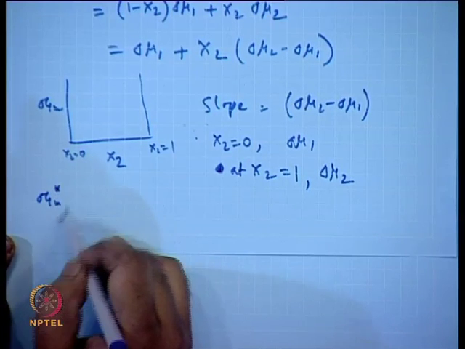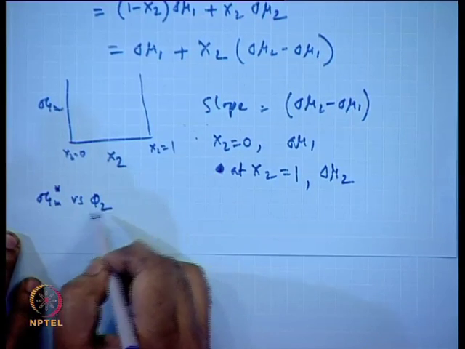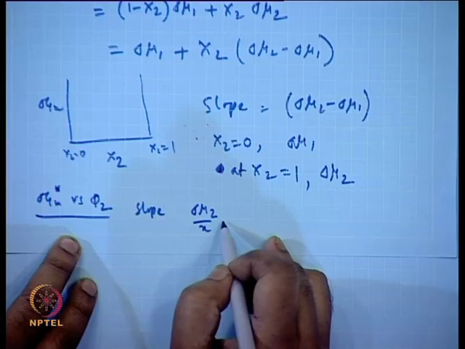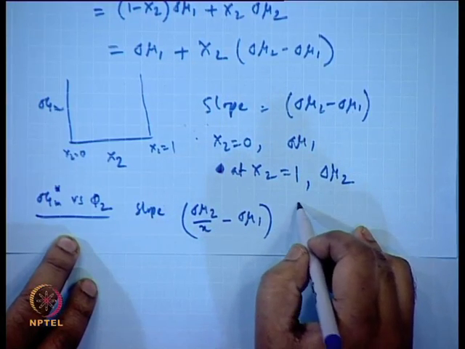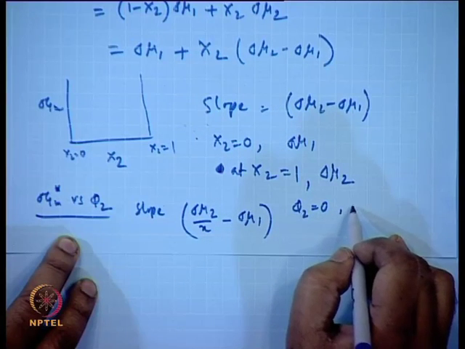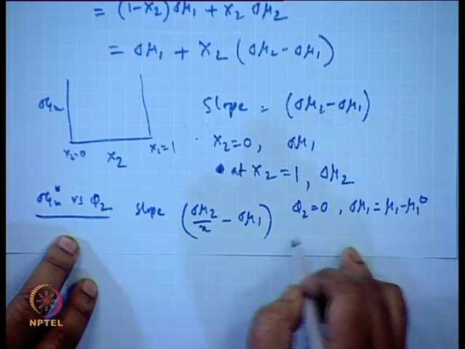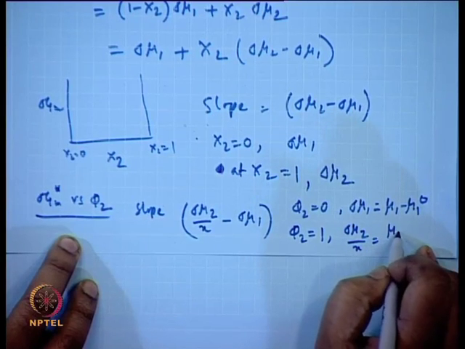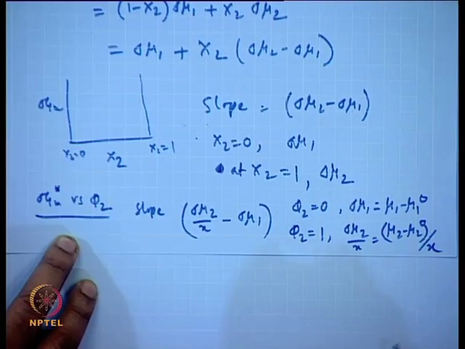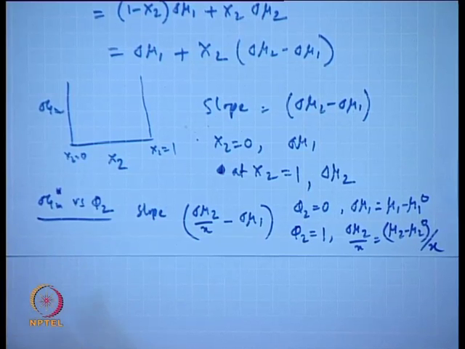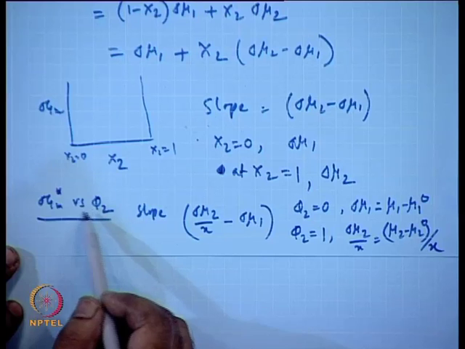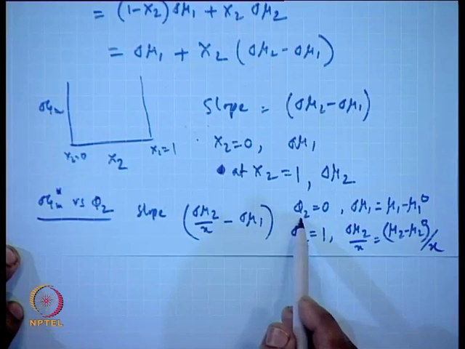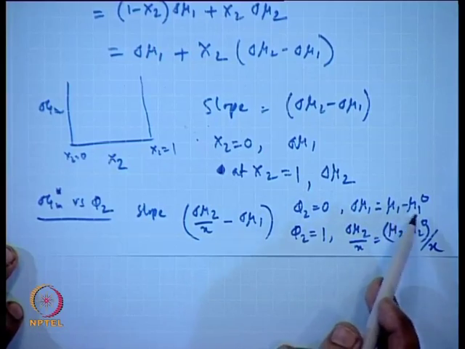Now, if I want to do it for delta G m star, which is the first segment, versus phi 2, we can easily imagine that the slope at any point of that curve would be mu 1, and the intercept at phi 2 equal to 0 would be delta mu 1, which is mu 1 minus mu 1 0. And the intercept at phi 2 equal to 1 would be delta mu 2. Okay. This is just simple mathematics. So, if you plot this delta G m versus phi 2, then the slope will be given by this and the intercept would be given by these values.